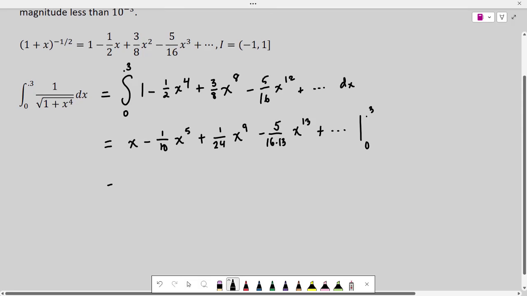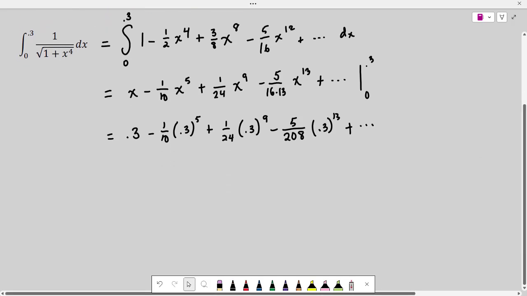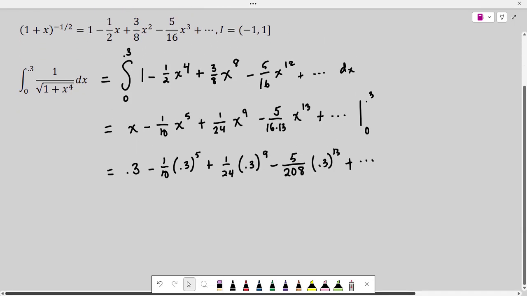So the alternating series that we're going to look at is 0.3 minus 1/10 times 0.3 to the 5th plus a 24th times 0.3 to the 9th minus 5 over whatever that number is. Was it 208? 16 times 13, 208? Yep. Oh, that seems so small all of a sudden. Fortunately, numbers haven't changed. Fortunately, multiplication is constant. All right, so now we just have to figure out what term is under 10 to the negative 3. Yes, 10 to the negative 3.